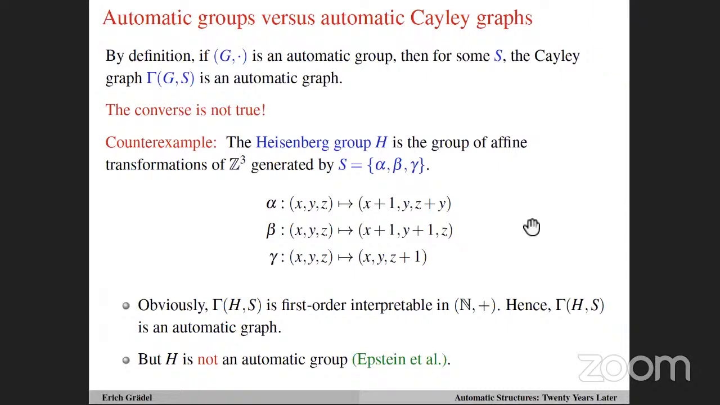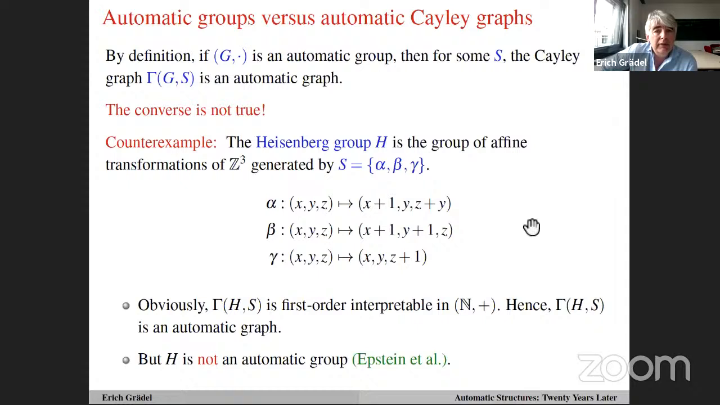Now, by definition, if we have an automatic group, then for some set of semigroup generators, the Cayley graph is an automatic graph. But the converse is not true, and a counterexample is the so-called Heisenberg group, which is a group of affine transformations on Z^3, generated by 3 functions alpha, beta, gamma. Now, the precise definition of these functions is not important. It is important that they are defined in such a way that this Cayley graph is obviously first-order interpretable in Presburger arithmetic. So since this is an automatic structure, the Cayley graph of this Heisenberg group is also an automatic graph, but it is known that the Heisenberg group is not an automatic group in the sense of computational group theory.